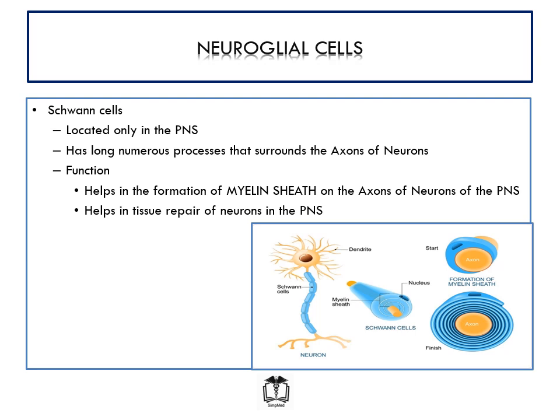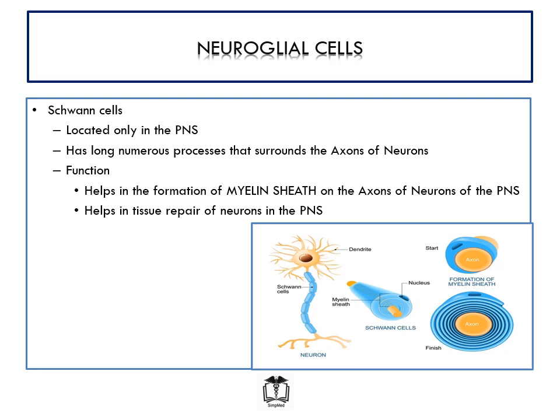So Schwann cells are the counterpart to the oligodendrocytes in the CNS. Oligodendrocytes are involved in myelination of nerves in the CNS. Schwann cells are involved in myelination of nerves in the PNS.